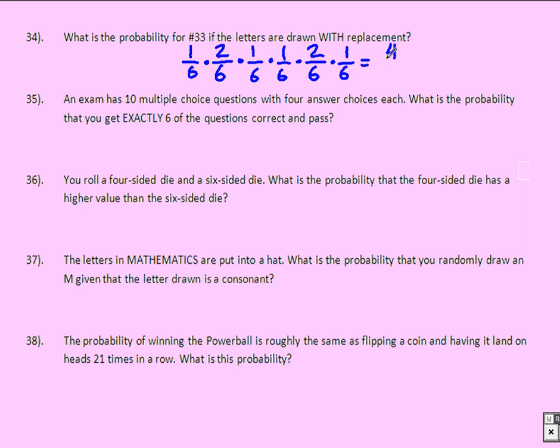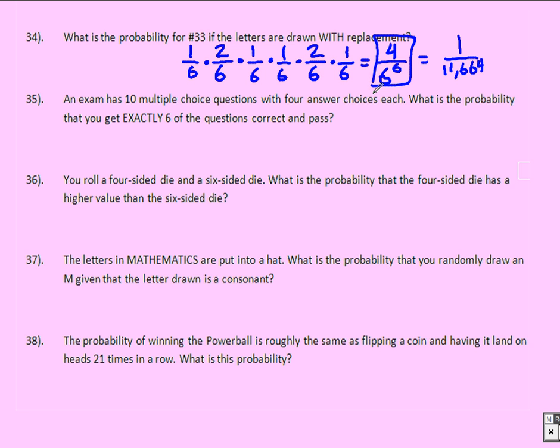So you're going to get 4 out of 6 to the 6th power, whatever that ends up being. It ends up simplifying down to being 1 out of 11,664. You could leave it just like that, as far as I'm concerned.